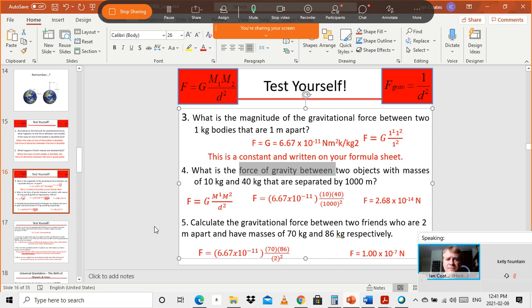Number 5. Calculate the gravitational force between two friends who are 2 meters apart and have masses of 70 kg and 80 kg. Plug and play. Okay.